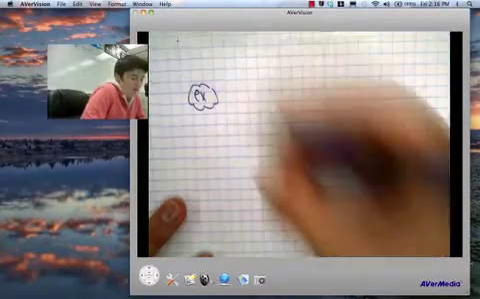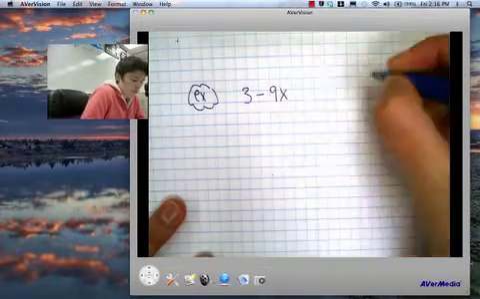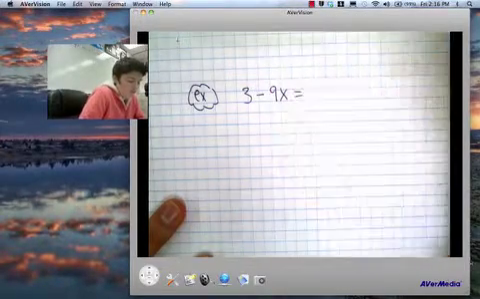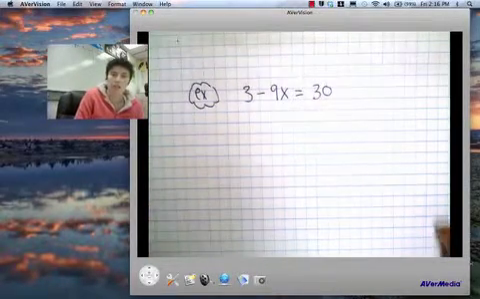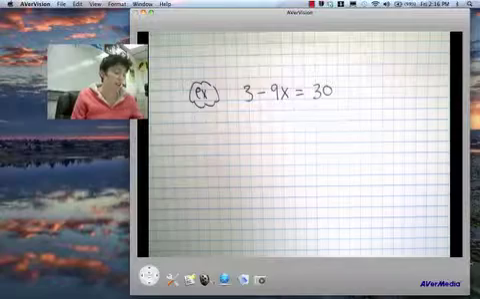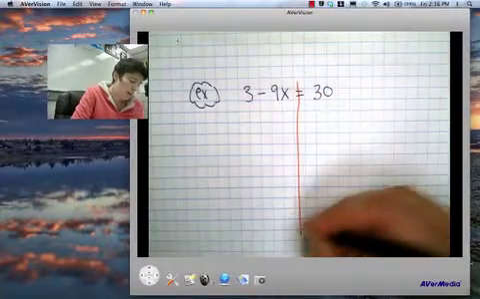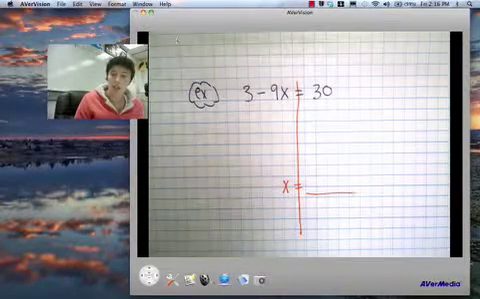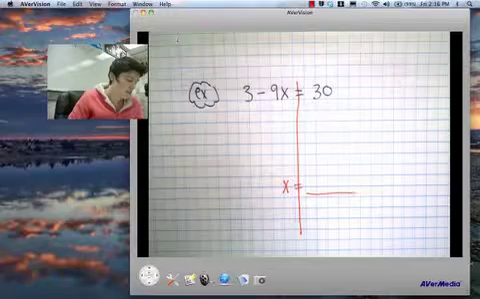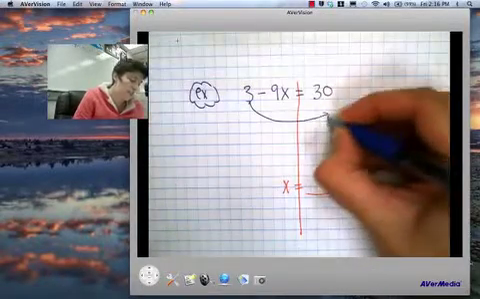Let's say you had 3 minus 9x equals 30. 3 minus 9x equals 30. I want to know what is x. Solve for x. So line down the middle. We want our answer at the bottom to say x equals something. So let's move things away from it. Let's start with the 3 that's over here. I'll move the 3 all the way across the line.